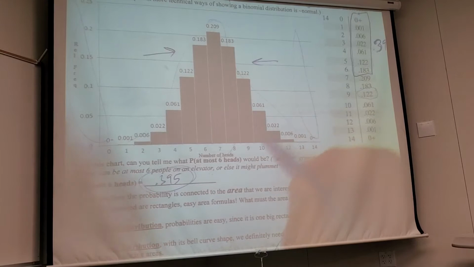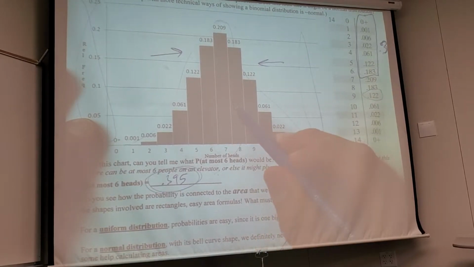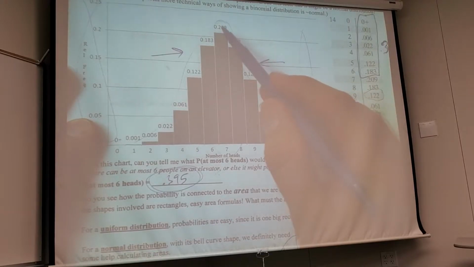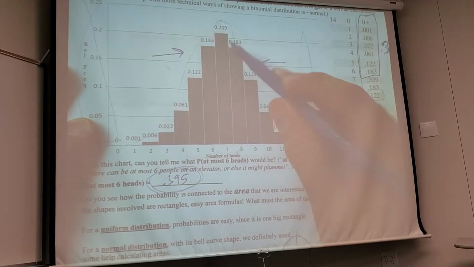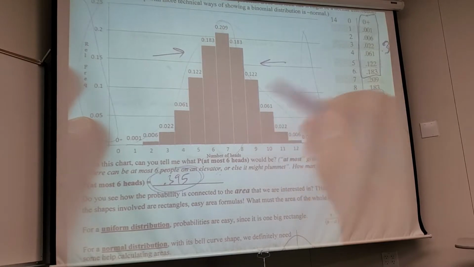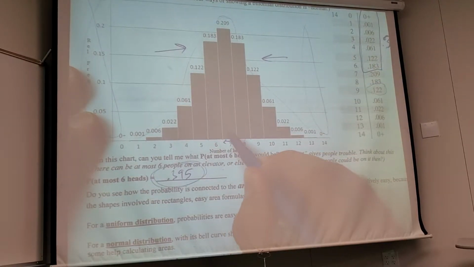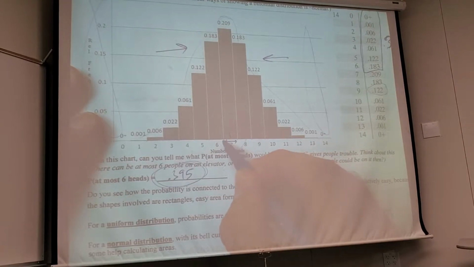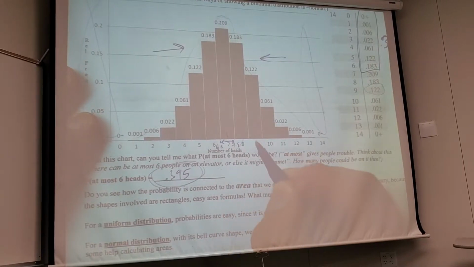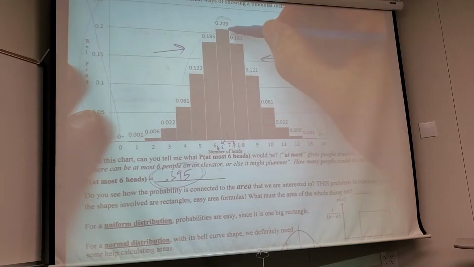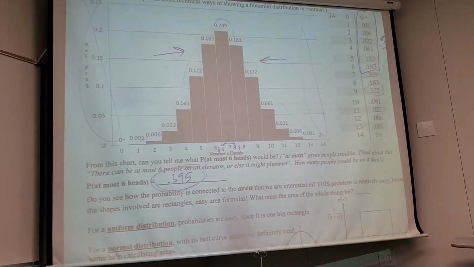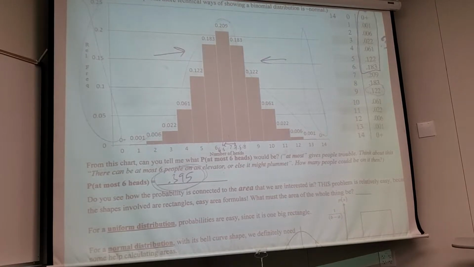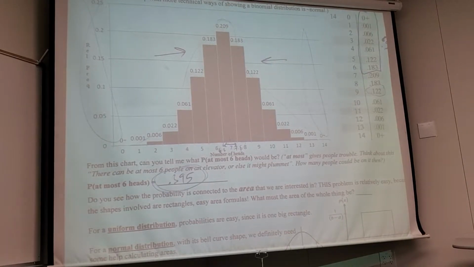Now watch this. What is the probability of exactly 7, for example? 0.209. What is the area of this rectangle? What's the width of the rectangle? Standard deviation? No, like the number. 1, right? What does this rectangle go from to? Where does it start? 6.5 up to 7.5. So it's definitely got a width of 1, right? And how tall is it? 0.209. So what's the area of the rectangle? Why is that a hard question? 1 times 0.209, so 0.209, right?